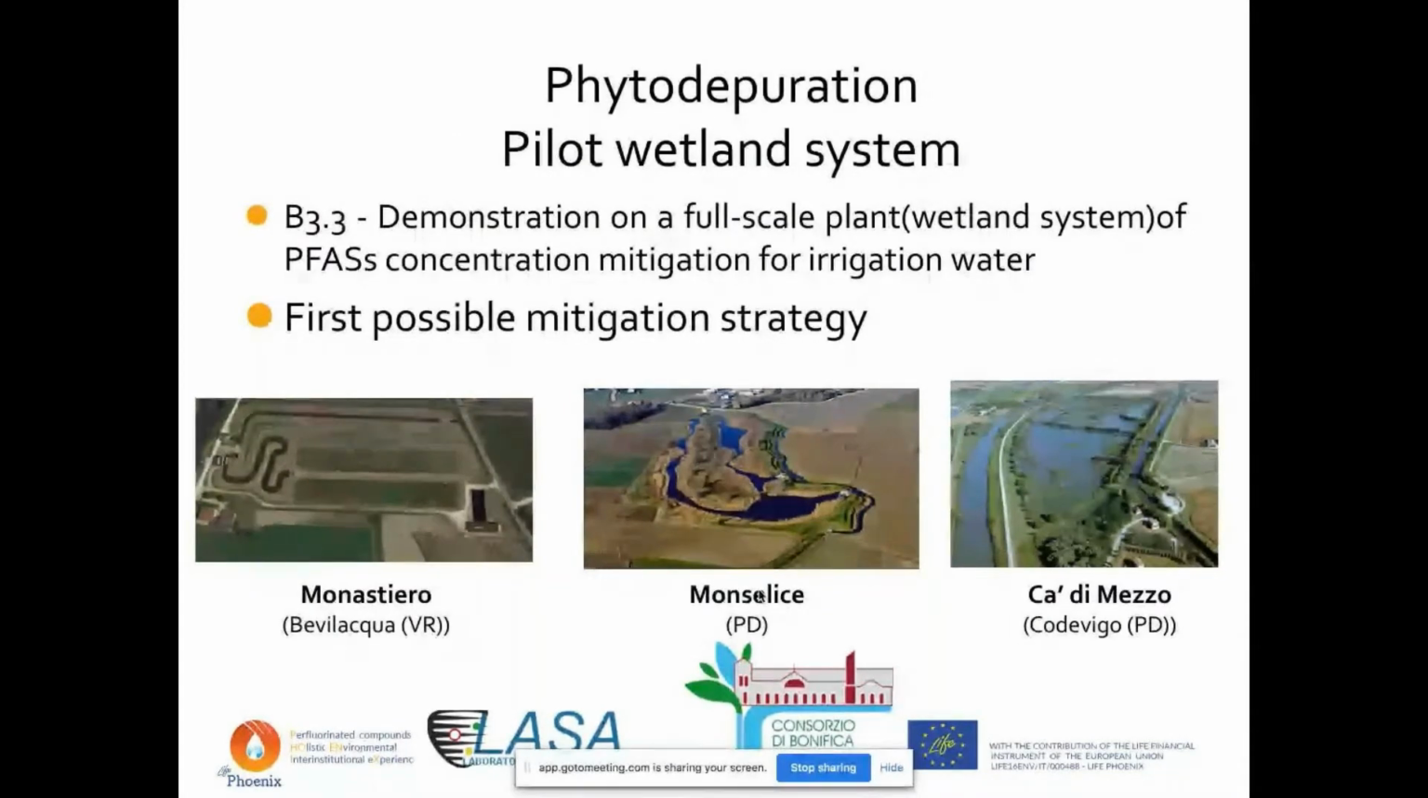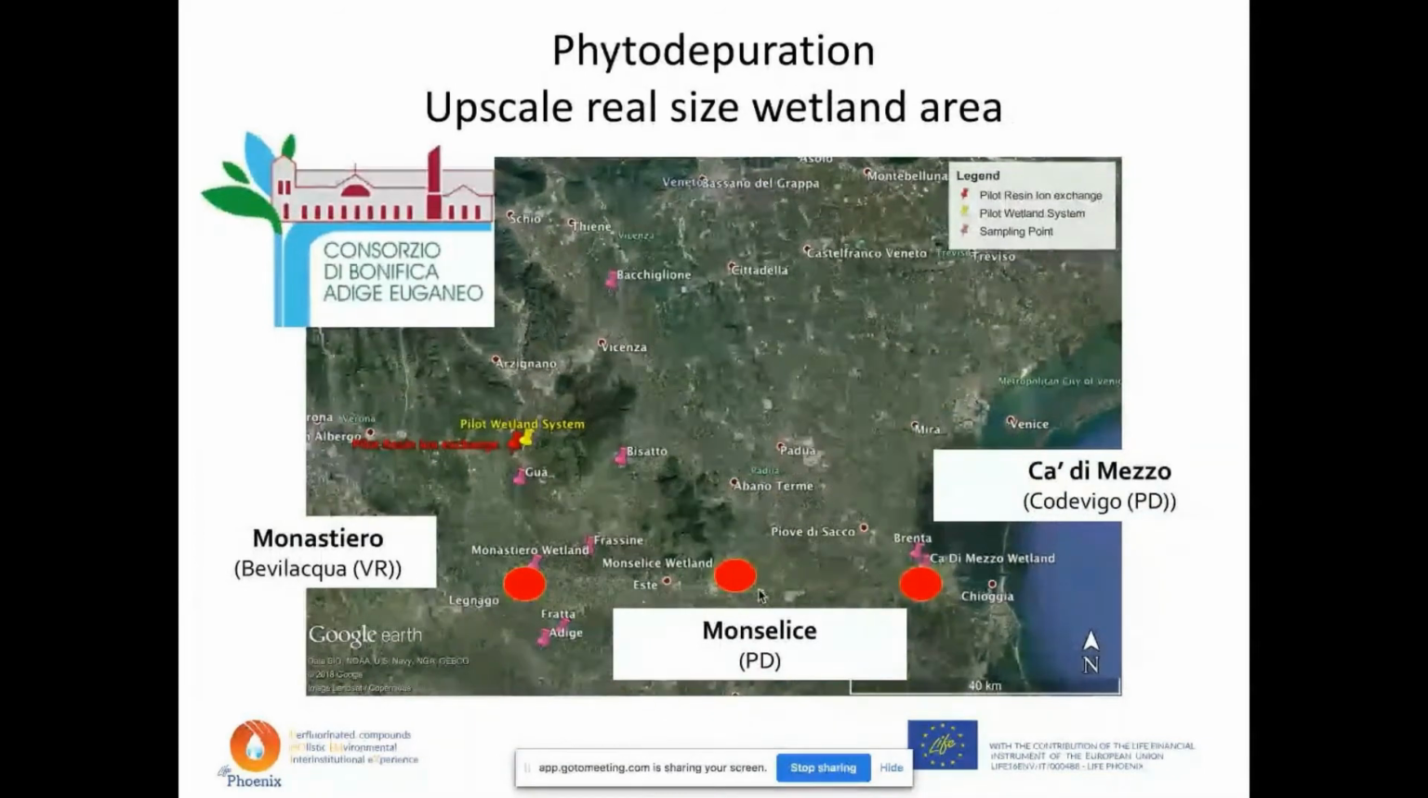This is the second part, the second sub-action, B3.3, a demonstration of a full-scale plant, just to test if phytodepuration could be a possible mitigation strategy for PFAS concentration. We have tried this in 3 different wetland areas, in 3 different zones: the Monastero wetland, the Monselice wetland, and the Cadimezzo wetland. As you can see in the map, these are in 3 different parts of the project area: red area for the Monastero, yellow area for Monselice, and green area for Cadimezzo.